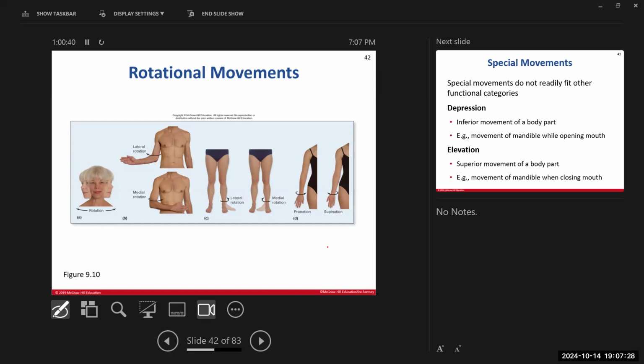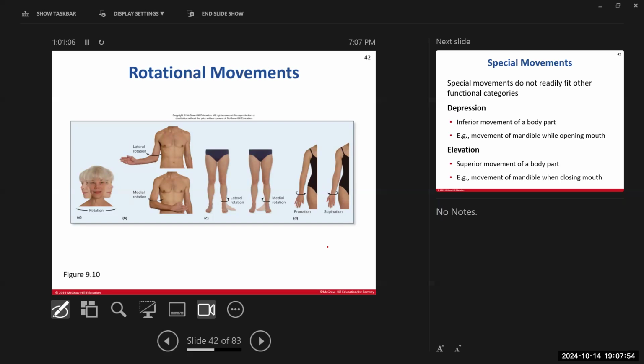And then here you can see with the medial and lateral rotations, just look at the anterior surface of whatever bone we're going to be moving. In this case, it's the humerus. So when this person moves their forearm out, that's lateral rotation. When they bring it across their body, that's medial rotation because the anterior surface is now pointing in. All right, same thing here with lateral and medial rotation of the hip.